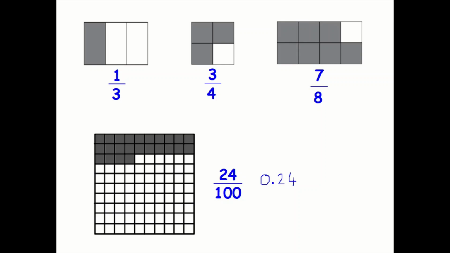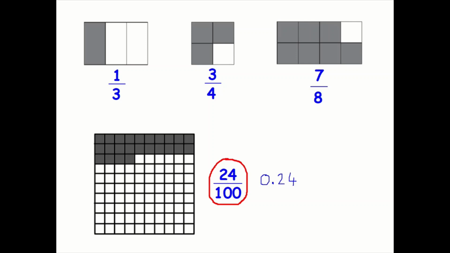Now these fractions that are out of 100 are really special. And I wonder if you already know what they are called. They have a special name. If they're out of 100, they have a special name, and that name is percentage. If you've got a fraction out of 100, you essentially have a percentage. The word percent means out of 100.